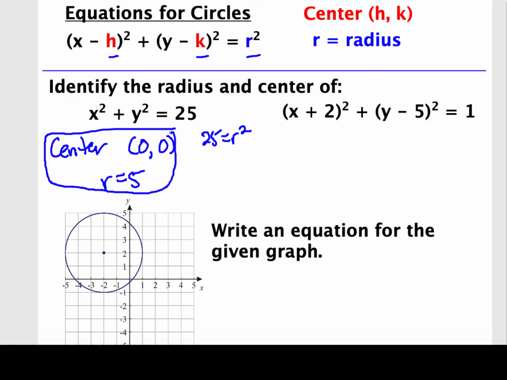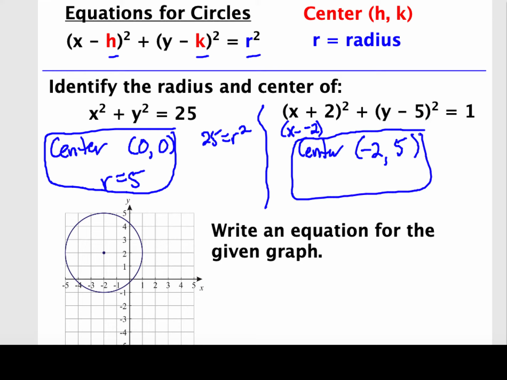There we go. Now over here at the right, one thing we want to be careful of is to note that in the formula it's x minus h and y minus k, which means if it's y minus 5, when I'm thinking about the center of my circle, y minus 5 means that my k value was just 5. Same thing goes for x plus 2. Again it's x minus, so x minus negative 2. This would be the same thing as x minus the negative 2, which means that my actual h value was negative 2. So our center is negative 2, 5.